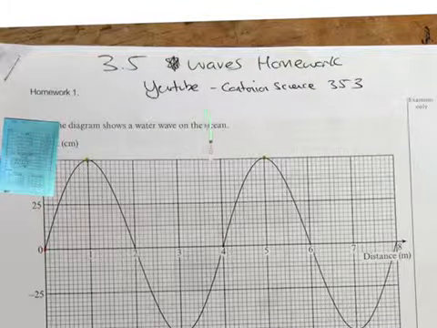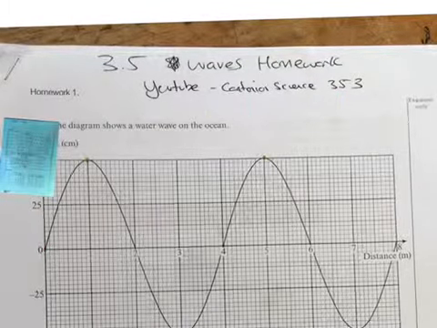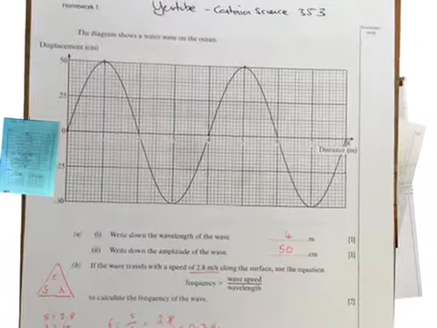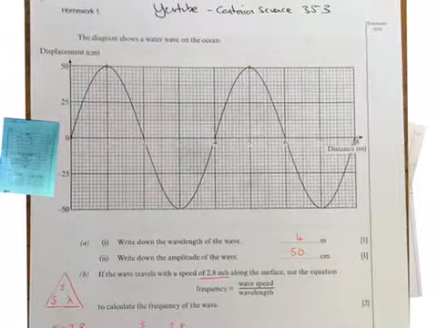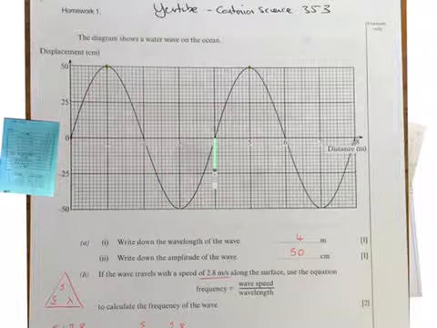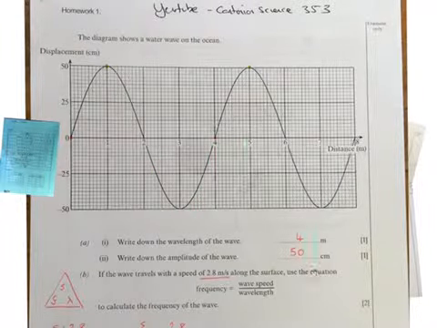3.5 waves homework. So let's have a look at the first question. It says, write down the wavelength of the wave. Well, the wavelength is one complete cycle. So if you start at 0, it goes up, and then it comes down, and then back up. So that's one wavelength. So it says 4 meters, because its distance is meters.